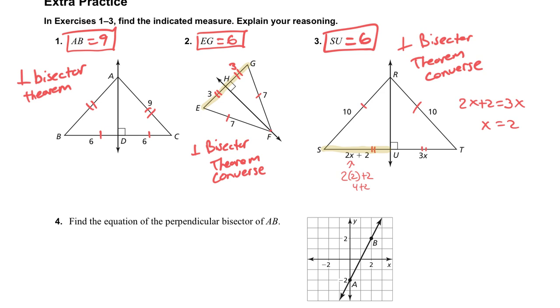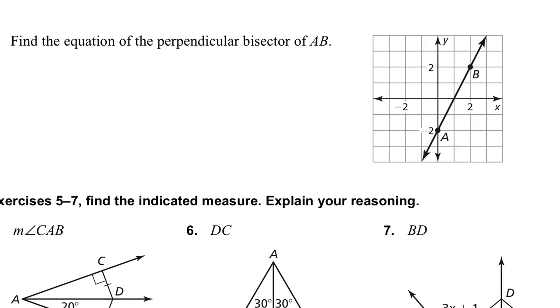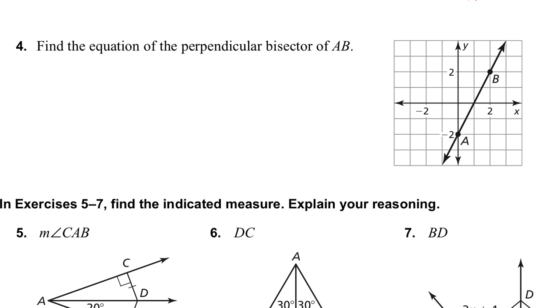All right, let's move on to number 4 here. It says find the equation of the perpendicular bisector of AB. So bisector means it cuts it in two pieces, which means we need to find the midpoint. So we can find the middle. And then if we want perpendicular, that means we also have to find a negative reciprocal slope. And then we'll use our point slope form. So let's go do a couple of these here.